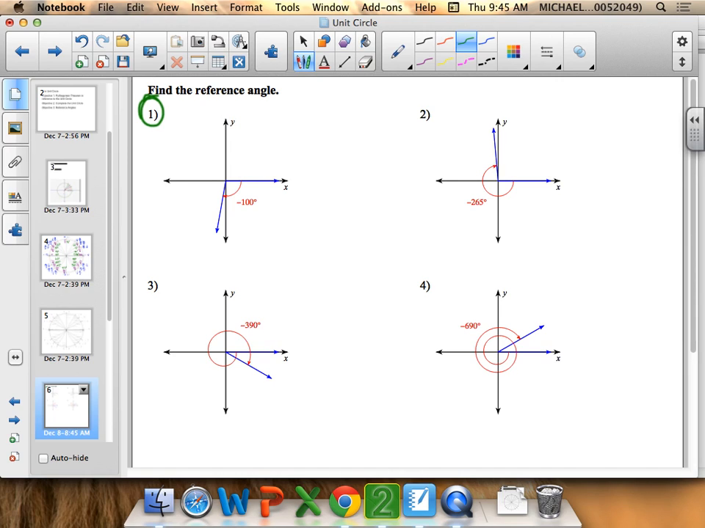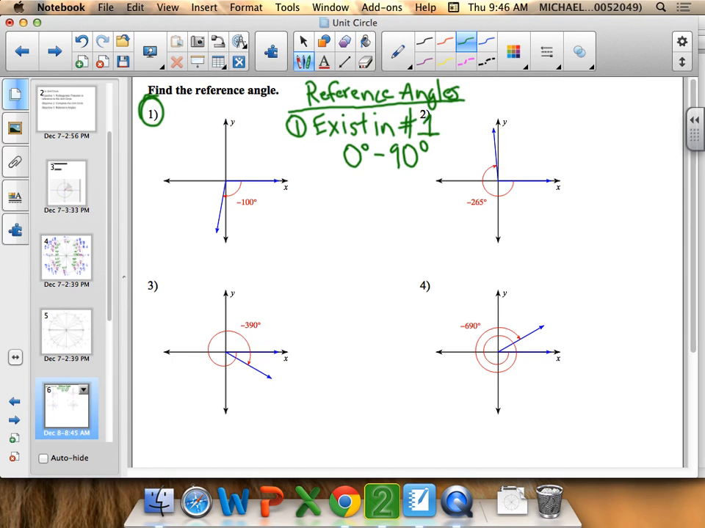In order to find the reference angle, I have to first know a little bit about the reference angle itself. Reference angles. So please take these notes as you're watching. Reference angles. First thing, they exist in quadrant number 1. That means they exist between 0 degrees and 90 degrees. Any angle on a unit circle has a reference angle. Alright? That's the main thing you need to know.